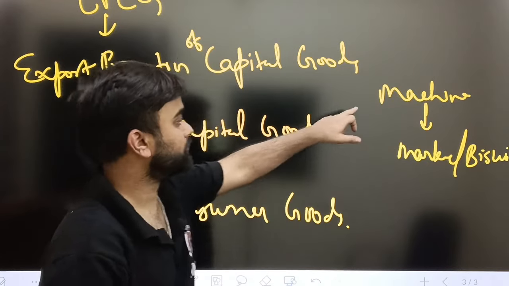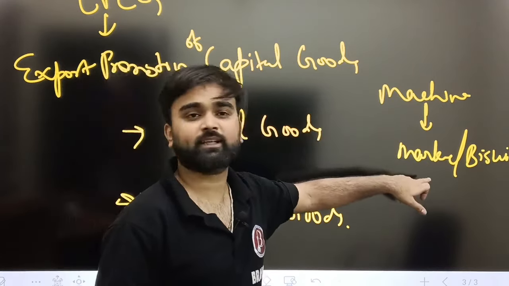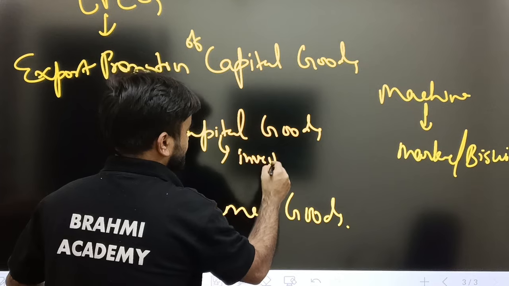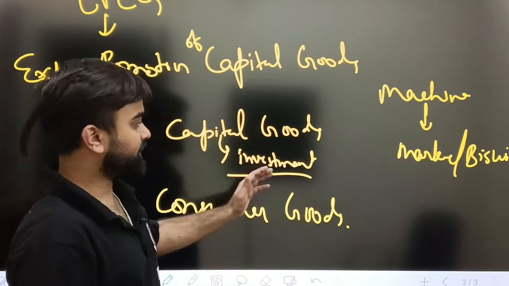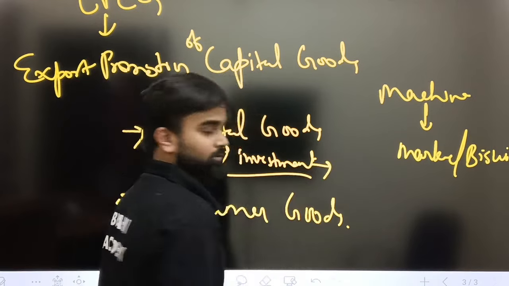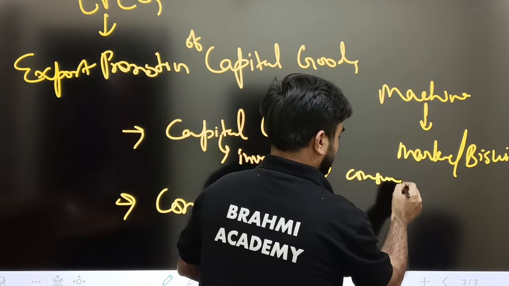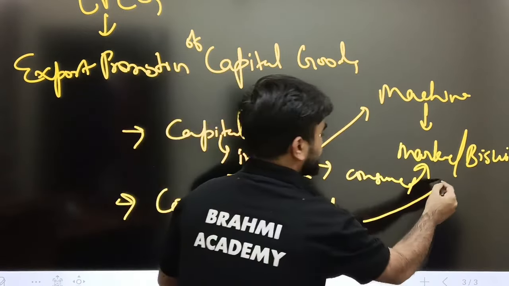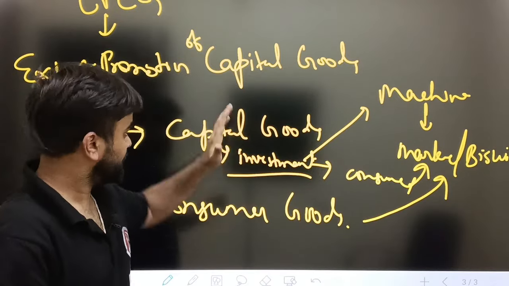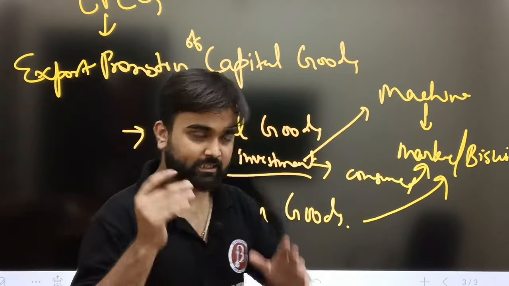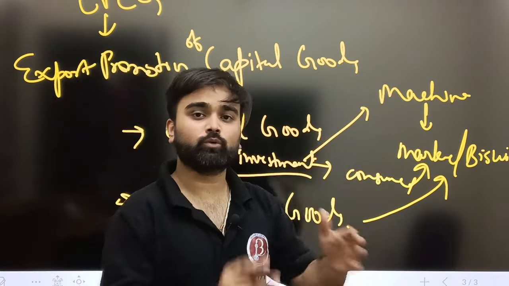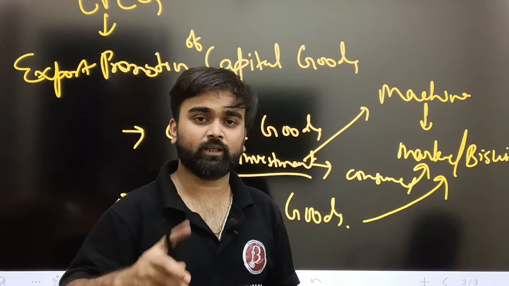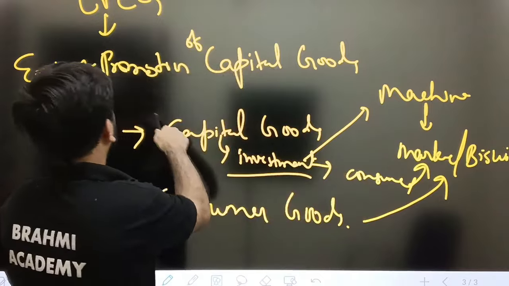This is the end product. But this machine is not the end product. This machine is used to make something, which is either a marker or a biscuit. So this is capital. Capital means investment. This investment good is being used to make a good which can be consumed. So this machine is a capital good, whereas these biscuits or markers are consumable goods, consumer goods. Understand? It's easy and simple, but please keep this in mind. Capital goods are those machines which are needed to make the consumer goods. And consumer goods are the goods consumed by the end consumer, like me, you, and everyone. So what happened in the EPCG scheme?